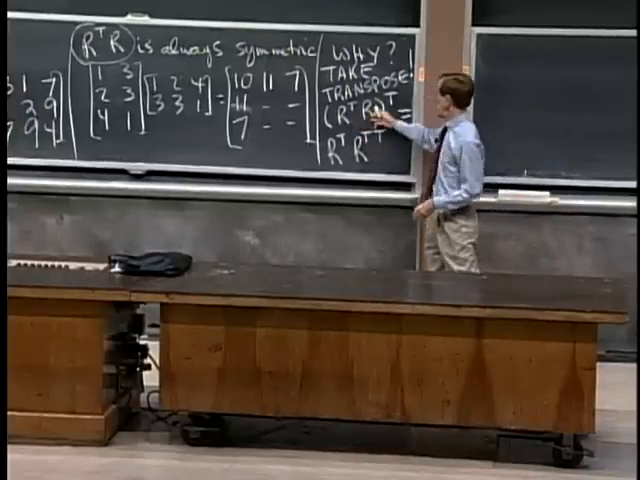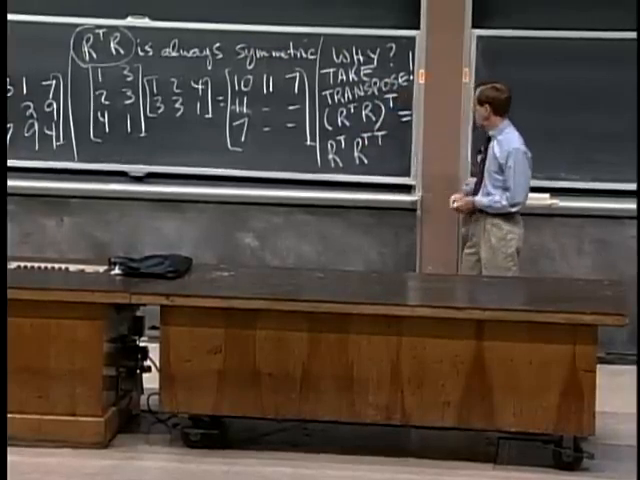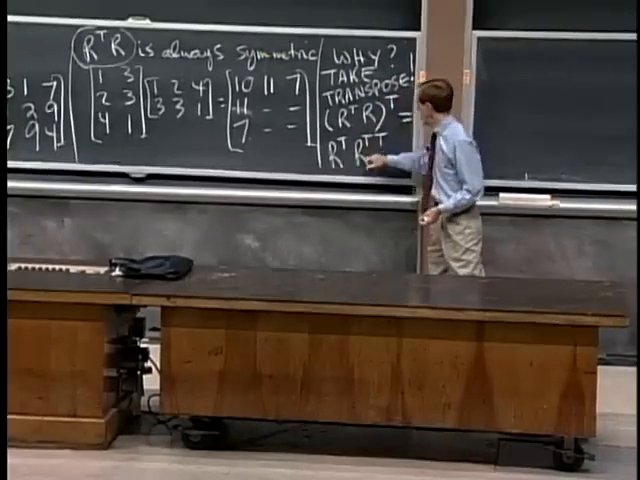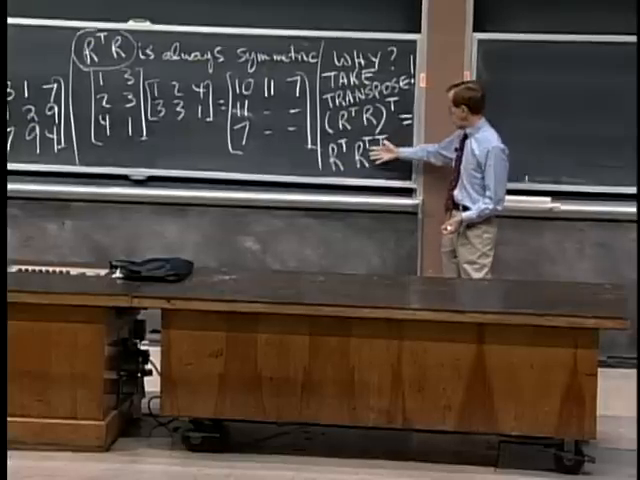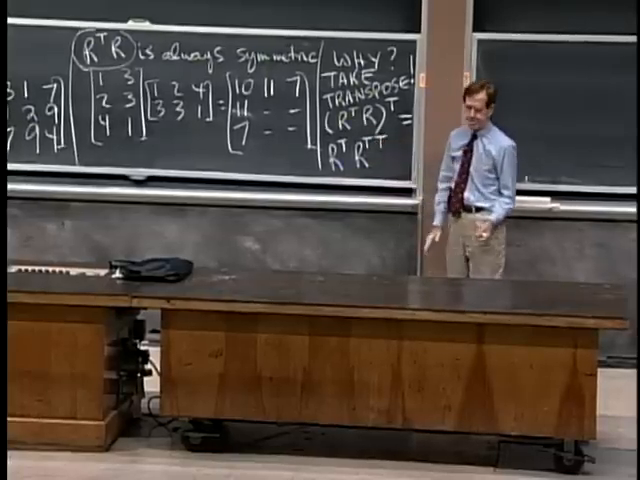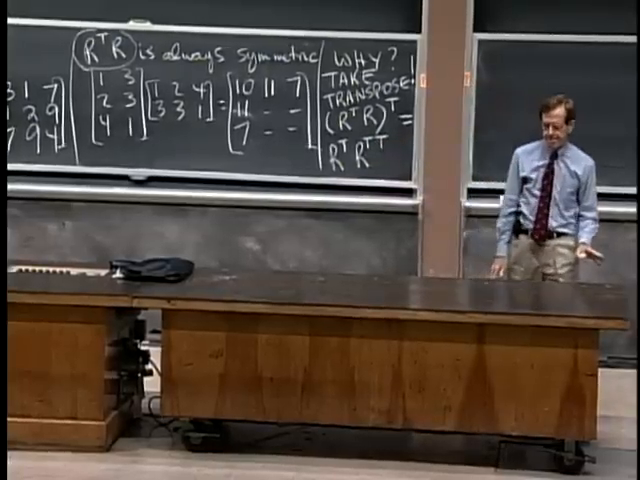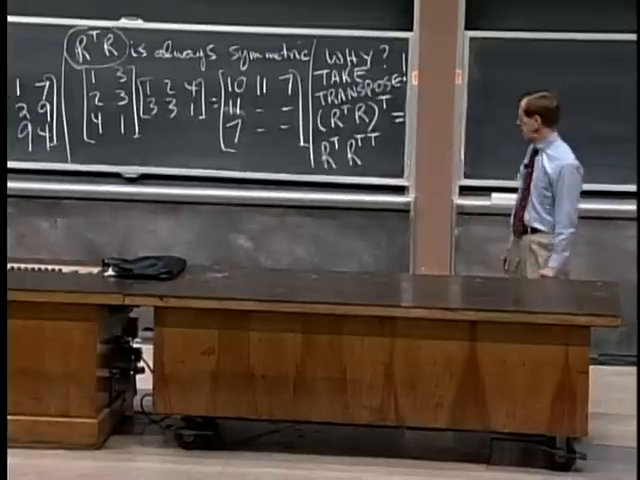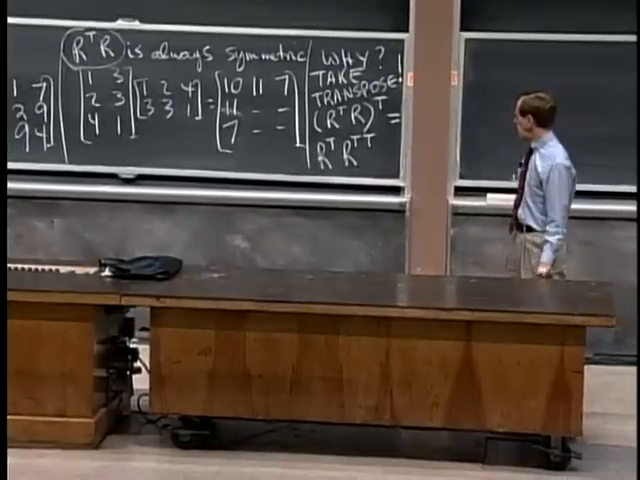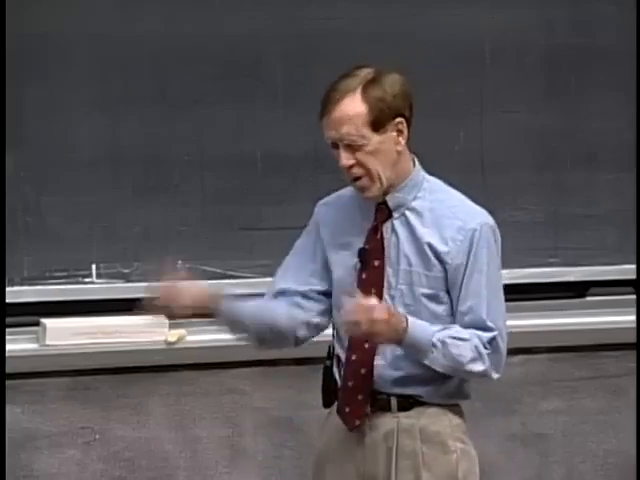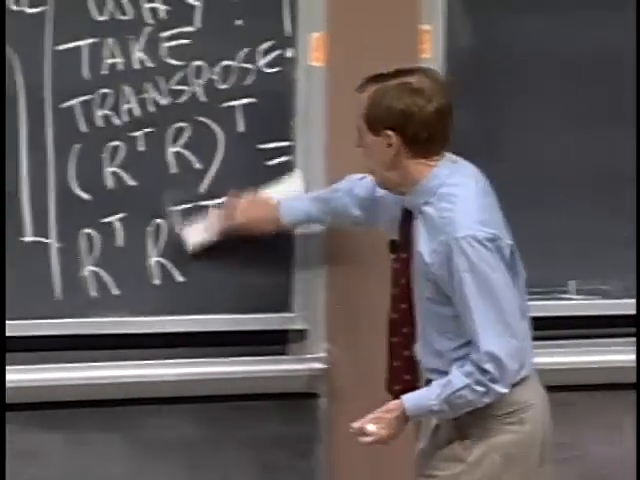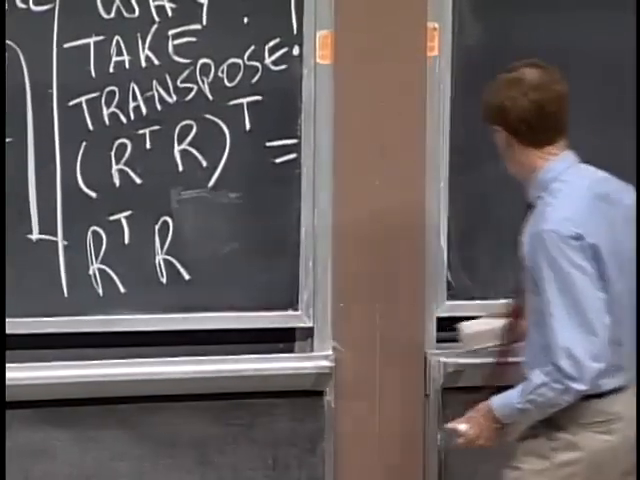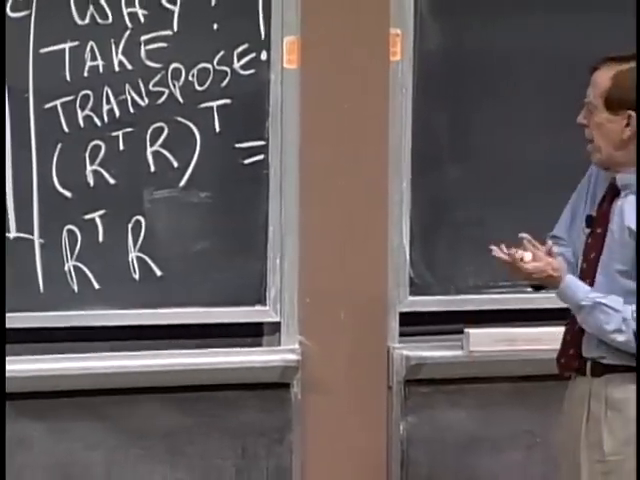This is a product of two matrices, and I want its transpose. So I put the matrices in the opposite order, and I transpose them. But what have I got here? What is R transpose transpose? Well, don't all speak at once. R transpose transpose: I've flipped over the diagonal, and I flipped over the diagonal again. So I've got R.